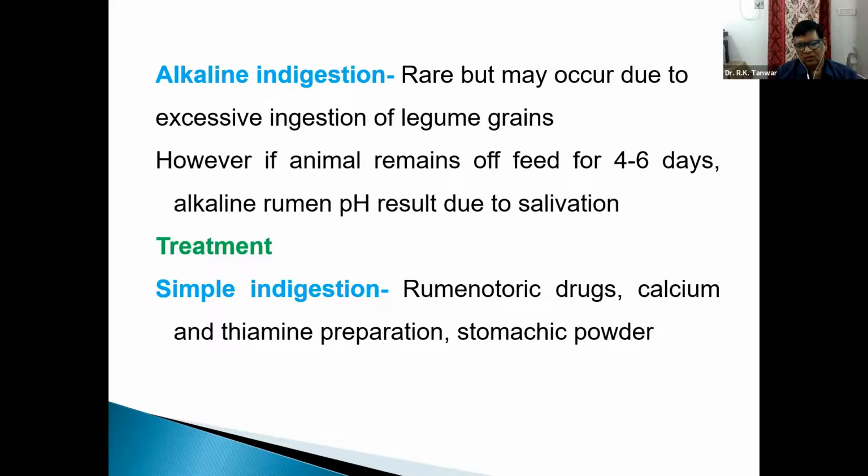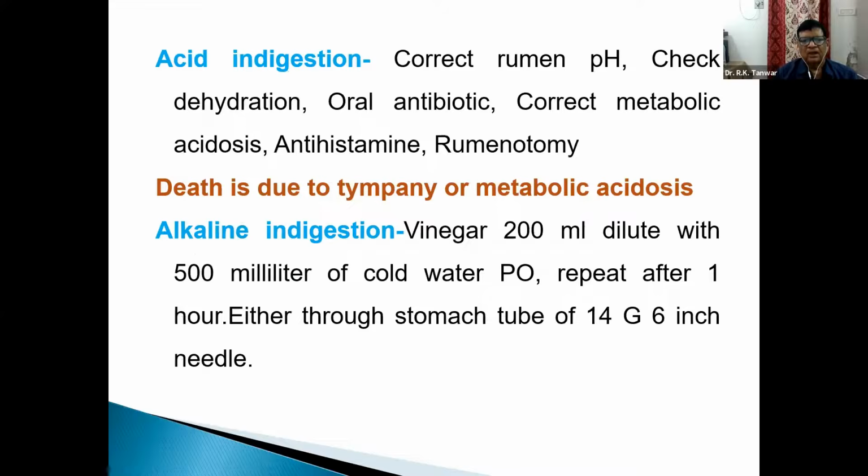Treatment for simple indigestion: rumenotoric drugs, a calcium and thiamine preparation, because calcium borogluconate, if we give 50 ml to 100 ml, will increase rumen motility. Similarly, B1 also increases rumen motility. Or our herbal preparations are also good. For acid indigestion, correct the rumen pH.